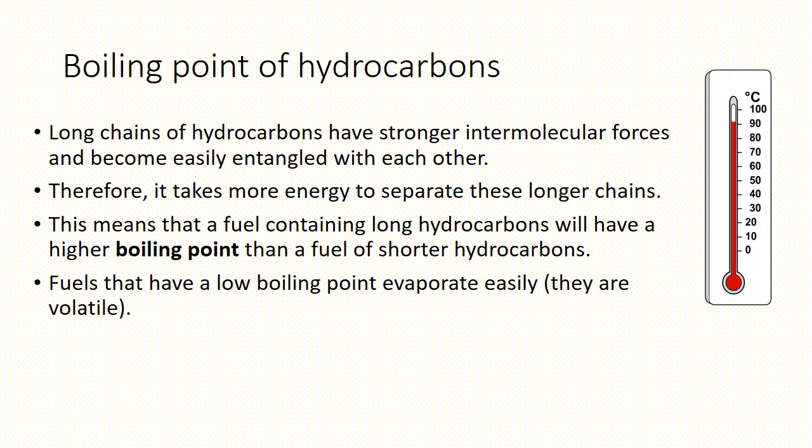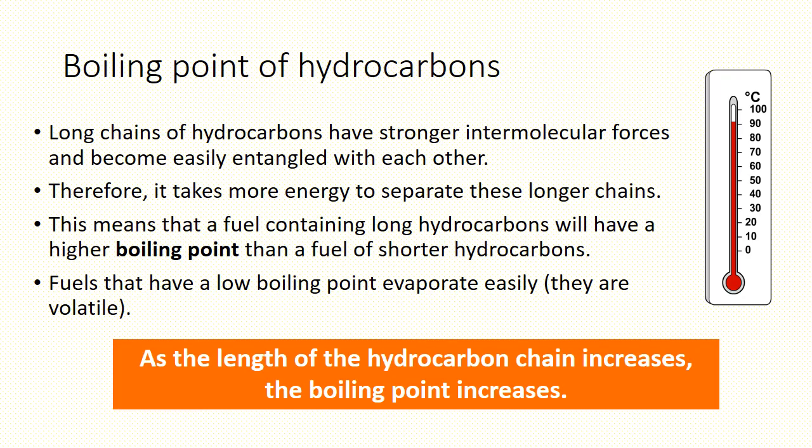So a secondary point that we want to think about here is that fuels that have a low boiling point, so we saw some of those fuels in that table right at the start had boiling points of 0 or below 0, they will be gases at room temperature, and so they evaporate really easily, and so we can describe those as being really volatile. Key point from this one is, as the length of the hydrocarbon chain increases, the boiling point increases. So as the length of the hydrocarbon chain increases, we've had an increase in viscosity and an increase in boiling point.